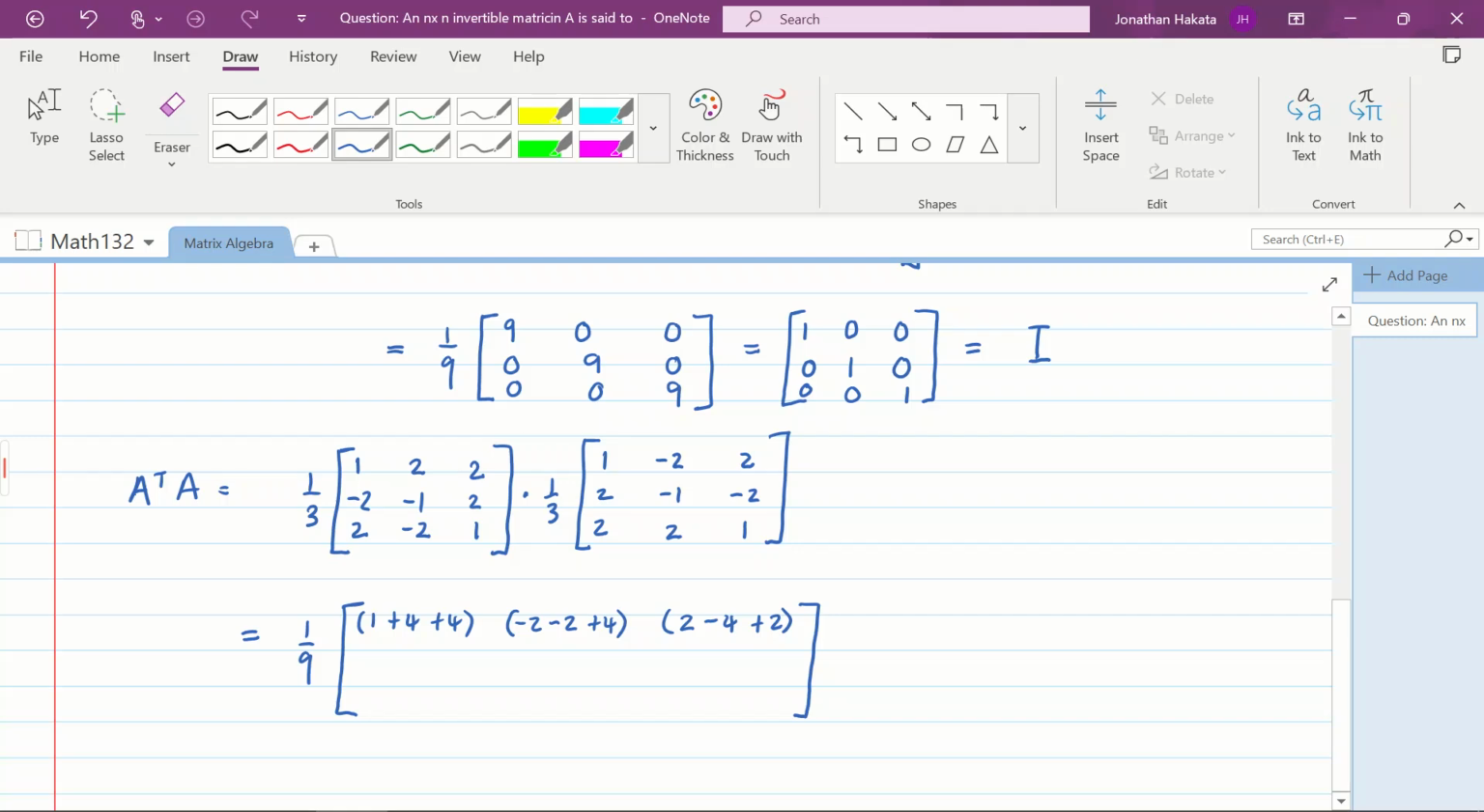We close our matrix, and then we say the second row by the first column, we have minus 2 plus 4. Second row by the second column, we have 4 plus 1 plus 4, and lastly second row by the last column, we have minus 4 plus 2, 2 times 1, that's plus 2 again. And lastly, last row by the first column, we have 2 minus 4 plus 2. And last row by the middle column, we have minus 4 plus 2 plus 2. Lastly, last row by the last column, we have 4 plus 4 plus 1.